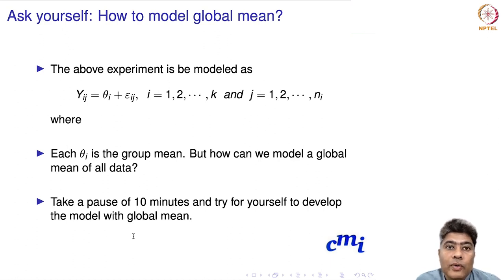Now I am posing a question to you. Ask yourself, how do we model a global mean? The above experiment is being modeled as y_ij equals theta_i plus epsilon_ij, where i equals 1 to k and j runs from 1 to n_i, and each theta_i is the group mean. We realize that each theta_i is the group mean, but how can we model a global mean for all the data? So we also want to incorporate a global mean for all data.